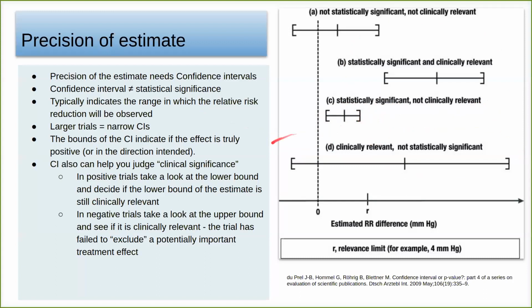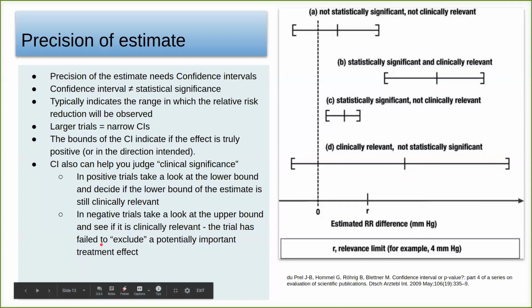This is a typical kind of 95% confidence interval that would usually be obtained from investigator-initiated studies, where you will have a very large risk difference, but a wide confidence interval. Now, this would usually be considered a negative study, because the study does not meet its primary endpoint. However, it does not mean that this effect is not clinically relevant. In negative trials, always take a look at the upper bound and see if it is clinically relevant to you. If that is true, that means this trial has failed to exclude a potentially important treatment effect. And therefore, it is important that you validate or confirm these findings in another clinical trial.